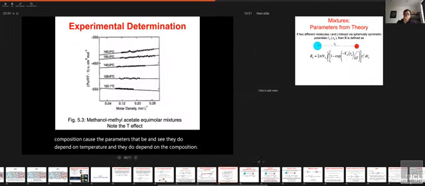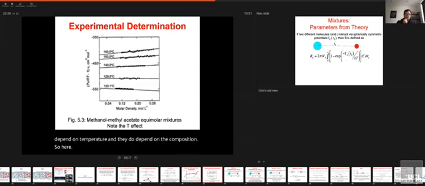Right? So here is some experimental data for a methanol methyl acetate equimolar mixture, so 50-50. And what you see here is that the mixture composition is always 50-50, but what changes is the temperature. And as the temperature increases from 120 to 160 Celsius, what you see is that the compressibility factor increases in this order, and the B parameters, which are the intercepts, increase as well. All right, so do keep in mind that the temperature affects the second virial coefficients and the third virial coefficient and so on and so forth.